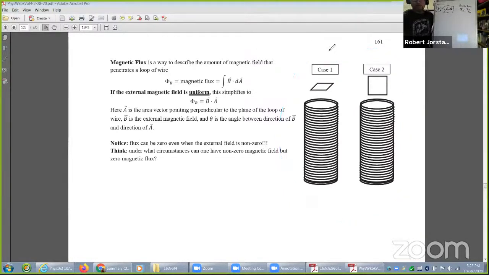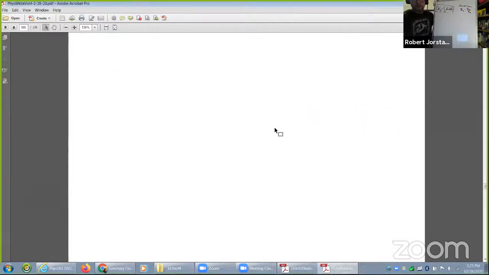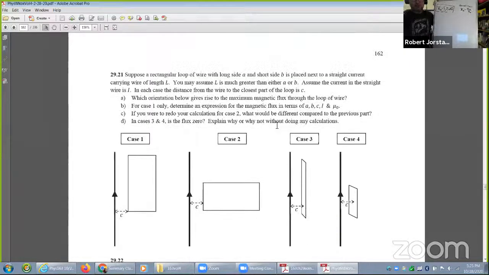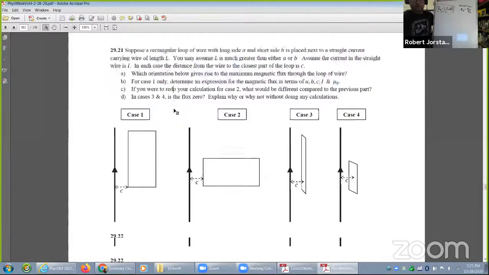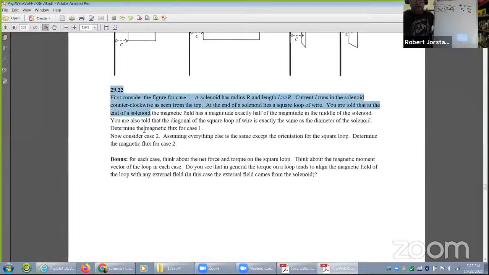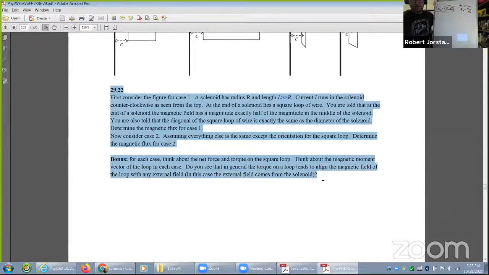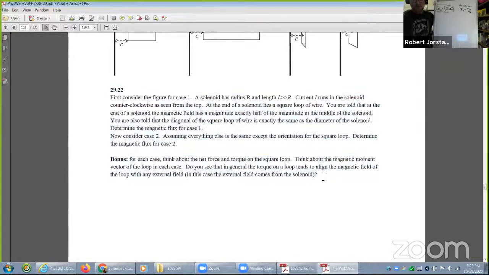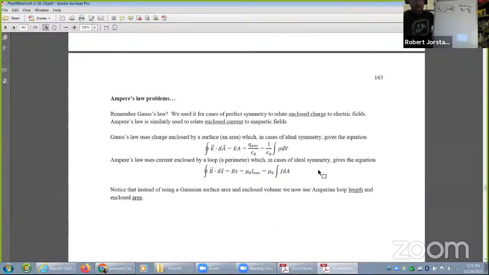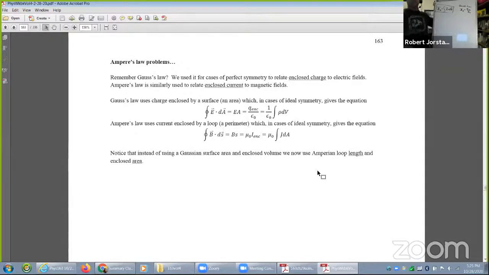Okay. So that said, let's scroll down, see if there was something to be said there. I'm going to let you read this one at home, 29.21. And then this is the one that I was talking about. That figure goes with this problem. I'm going to let you do that at home. And now we're on to Ampere's law problem. And I know that I'm going to come back and hit magnetic flux, something fierce in the next chapter. So now we could talk about Ampere's law.